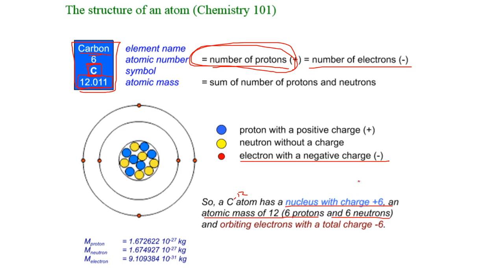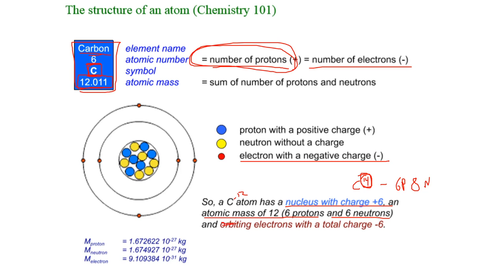Now carbon 14 would have 6 protons, but it would have 8 neutrons. And 6 plus 8 equals 14. So this is the mass number, the number of protons plus neutrons.